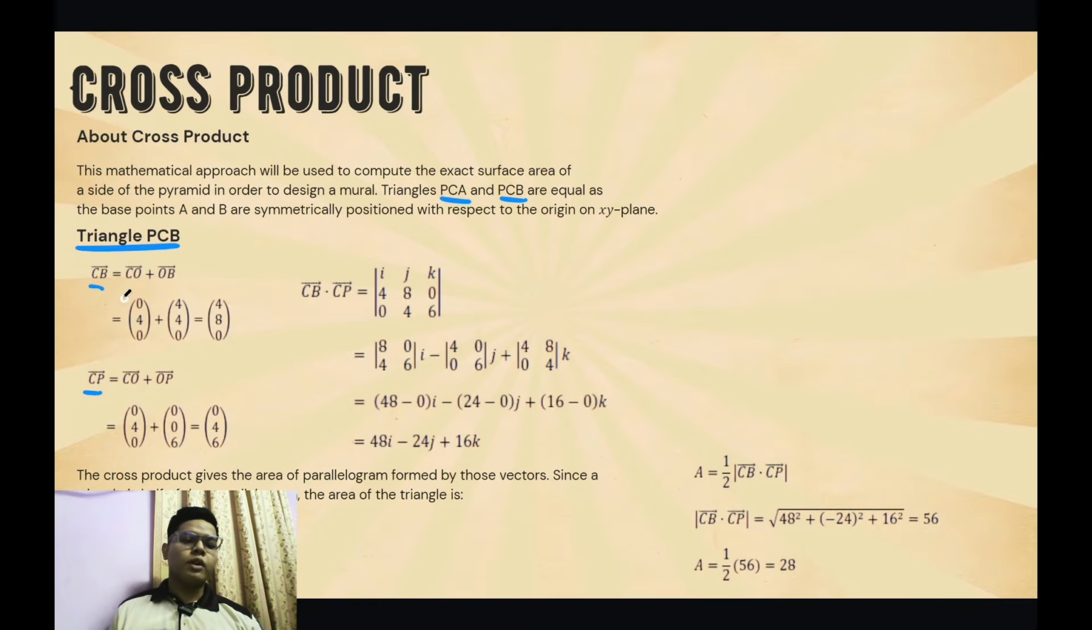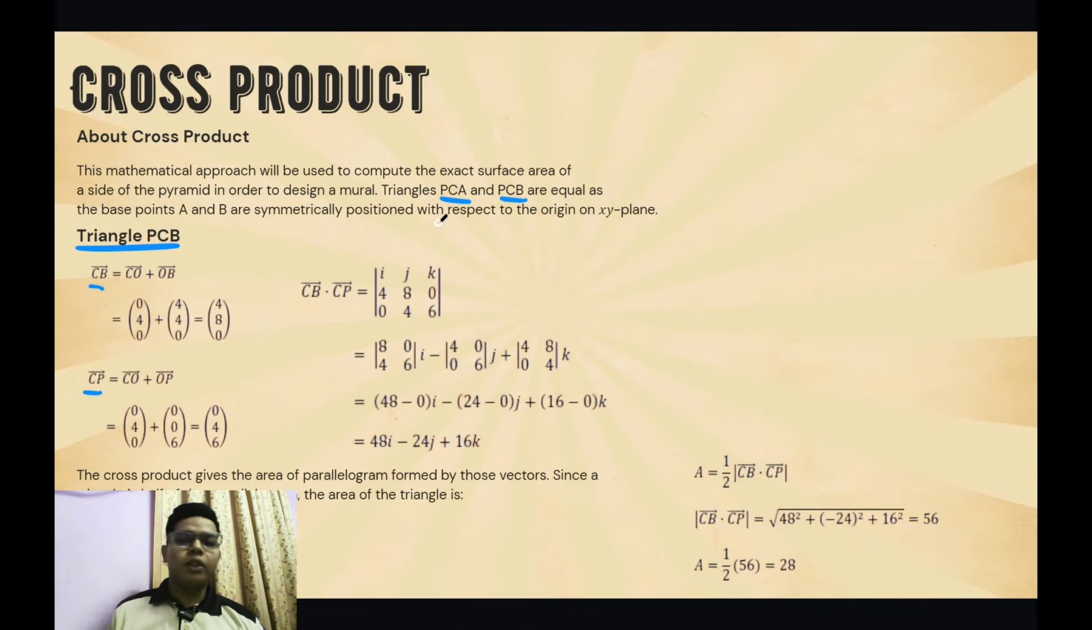So to find the vector CB, we use vector CO plus vector OB. 0 plus 4 is 4, 4 plus 4 is 8, 0 plus 0 is 0. And for vector CP, it is CO plus OP. And it is 0 plus 0 is 0, 4 plus 0 is 4, 0 plus 6 is 6.